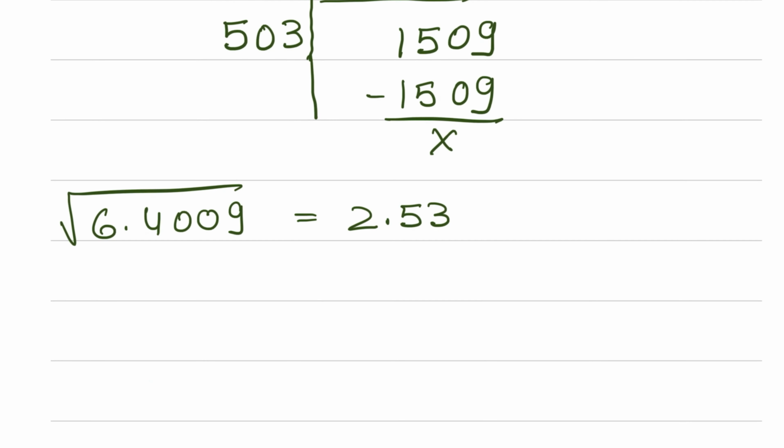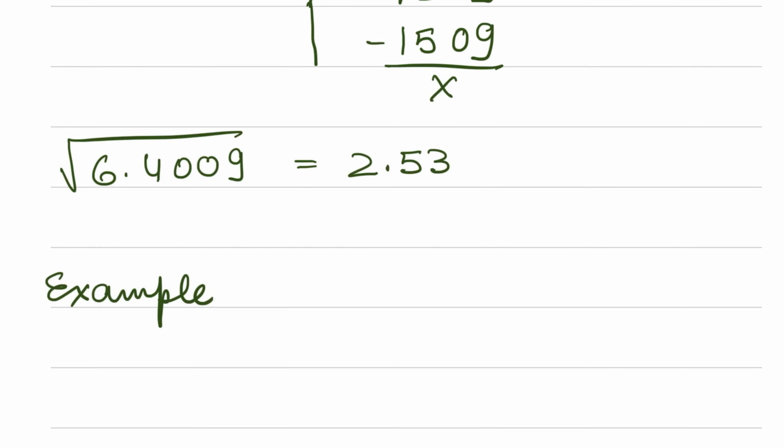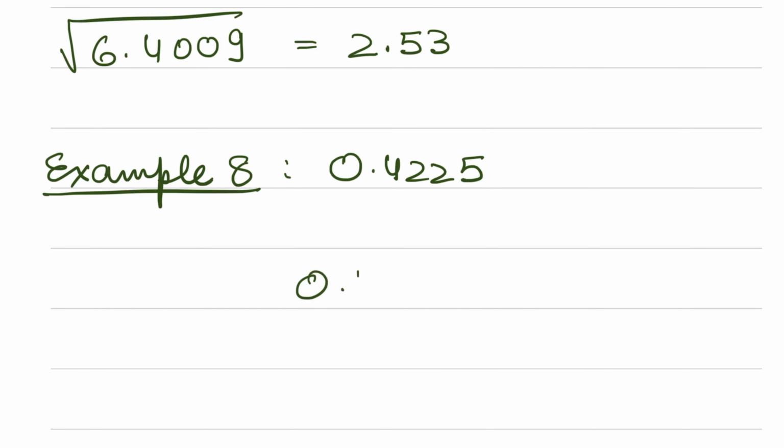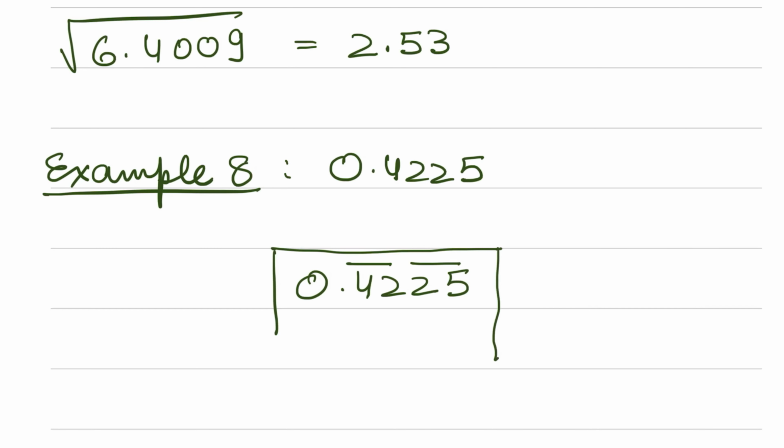Let's take more examples. So example 8. So I can take the digits 0.4225. Now let's see, 0.4225. Let's make the pairs from the left-hand side. So these two. I'll start with the decimal point. So 0. I have to consider 42 for the starting point.